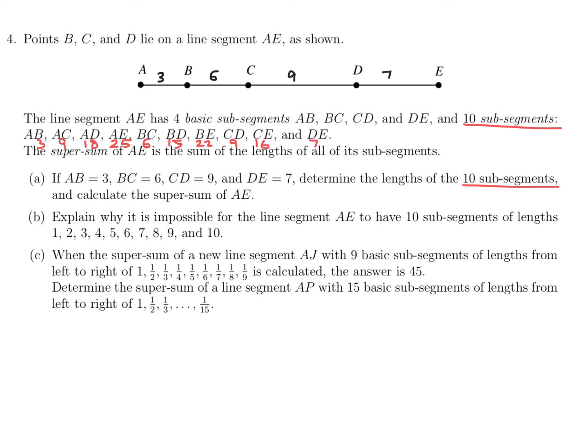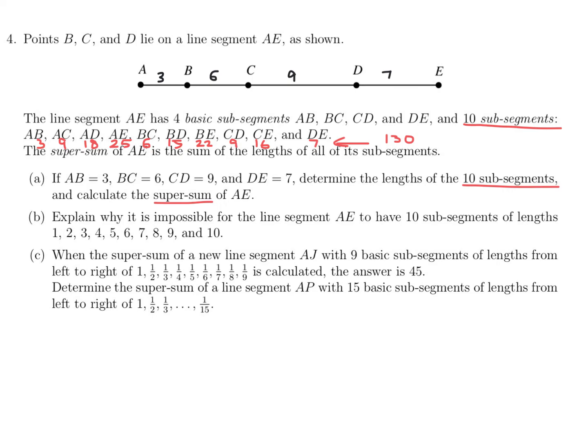So the super sum is all of these guys, and when you add it all up, it's 130. All of these numbers here that I wrote in red. All right. Part B. Explain why it is impossible for the line segment AE to have the 10 subsegments of the lengths 1 through 10.